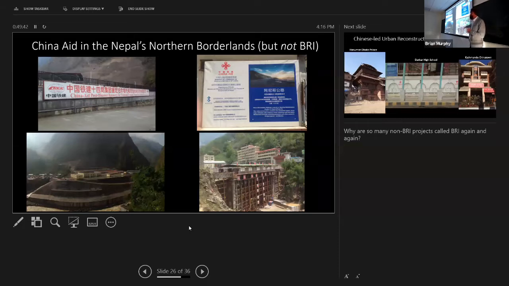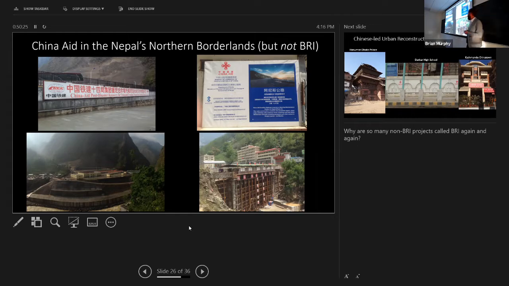The rebuilding and restoration of the Friendship Bridge, the connecting point between Nepal and China along the historic Friendship Highway, also a China aid project, not a Belt and Road project. Improvements and repairs to the Friendship Highway, the Araniko Highway, not Belt and Road projects. And yet, in Kathmandu, by policy analysts, in academic papers I read, these very projects are routinely called Belt and Road.